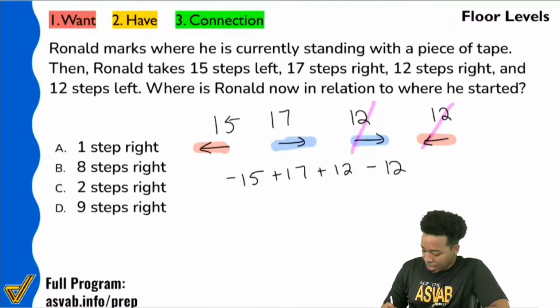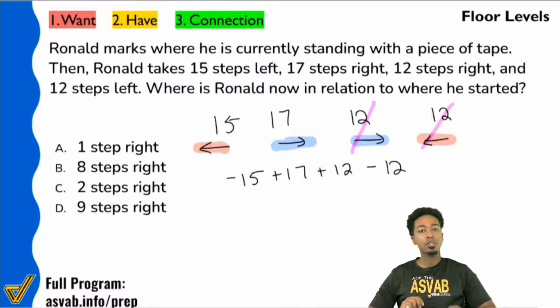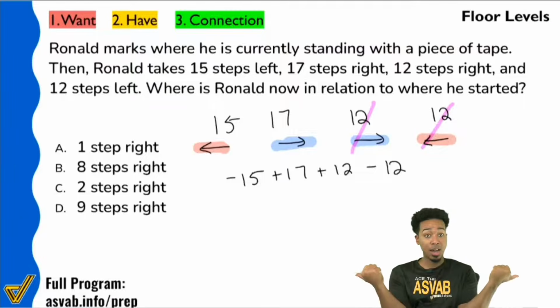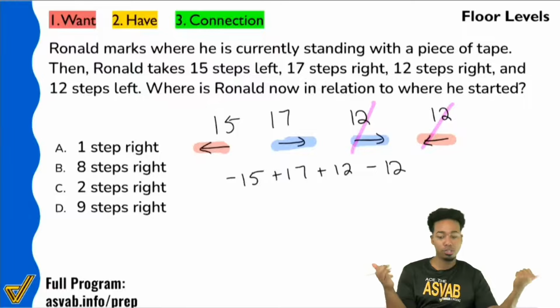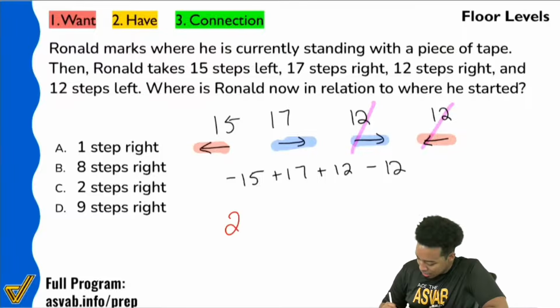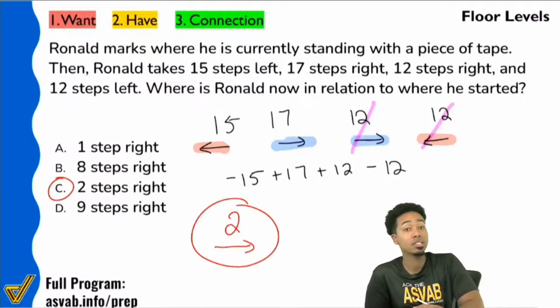Then if you take 15 to the left, 17 to the right, that's a difference of 2 steps. Which direction do you end up with those 2 steps? Because 15 and 17, they both go 15 out, but the 17 to the right means you have 2 extra steps to the right. So you can instantly tell yourself that you end up 2 steps to the right, and that's answer choice C right there.